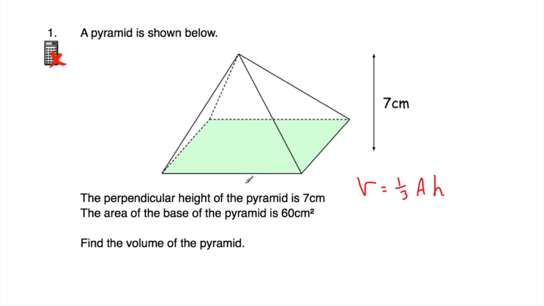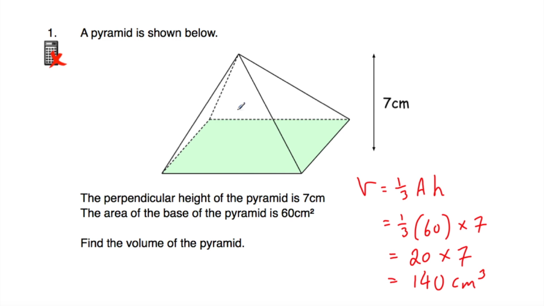Now in terms of this pyramid, we know the area of the base is 60, so the volume will be a third of 60 times the perpendicular height, which is 7. And a third of 60 is 20, and then we're going to multiply by 7. 2 times 7 is 14, so 20 times 7 would be 140. So it's 140 centimeters cubed, and that's the volume of that pyramid.